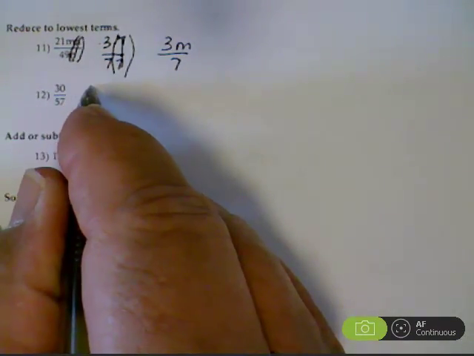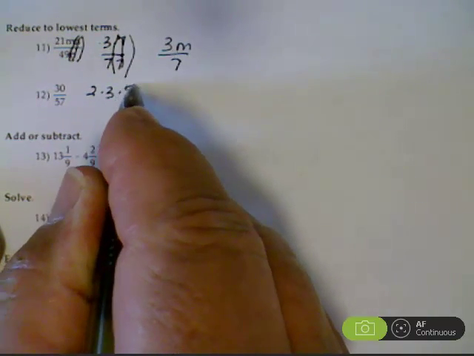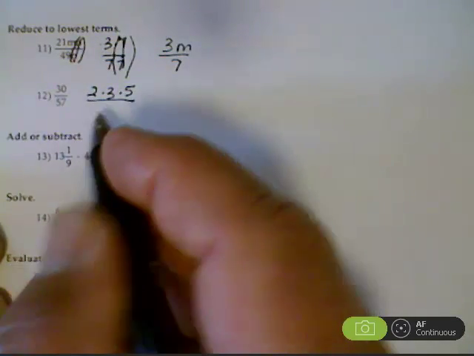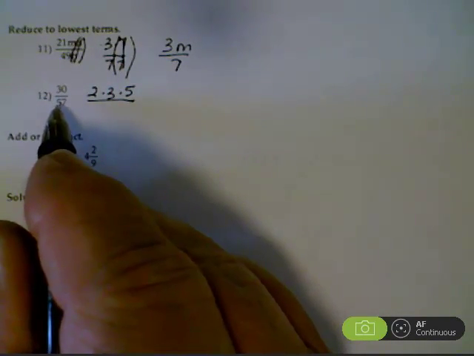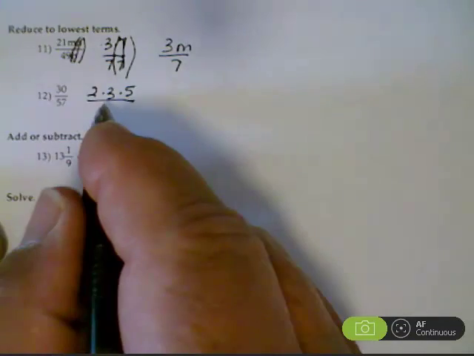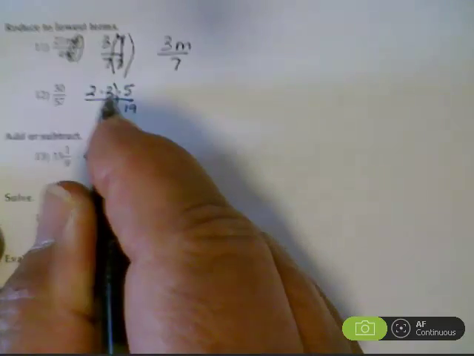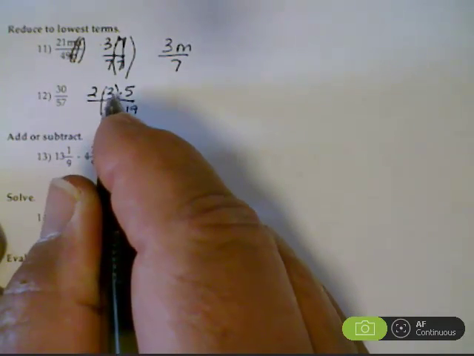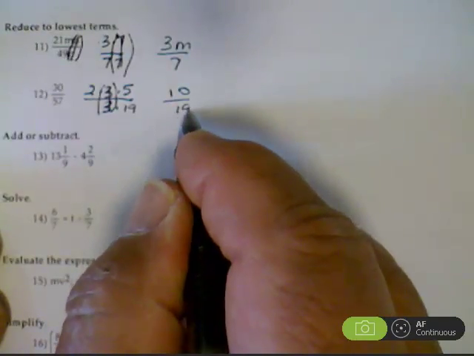When we look at the second problem, we see we need to factor the primes. So 30 is even, there's a 3 in it, and there's a 5 in it. 57, when you add it up, 5 and 7 adds up to 12, 1 and 2 adds up to 3, so there's a 3 in it. So it's just a 3, and what's left is a 19. When we associate the 3's, we have a 1, and so we have 10 over 19.